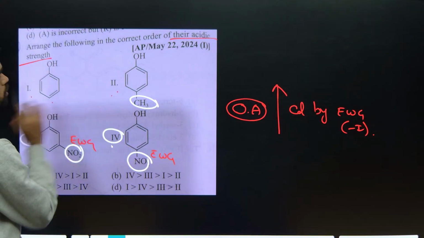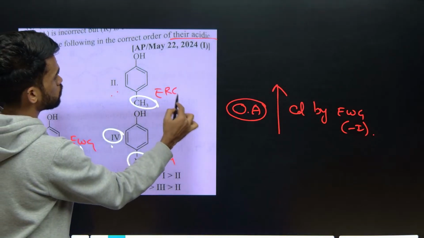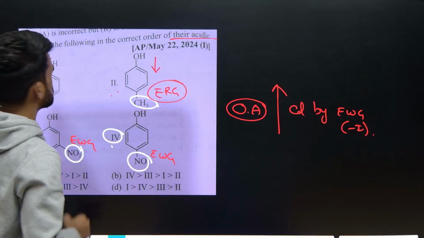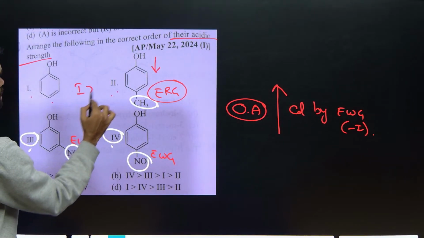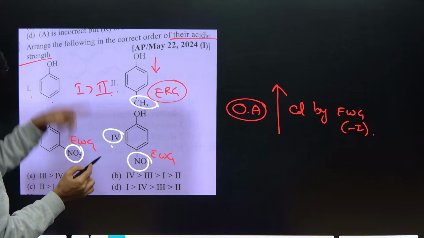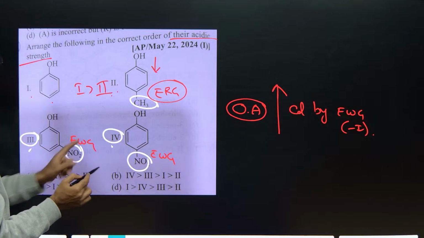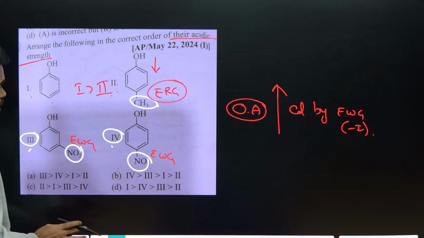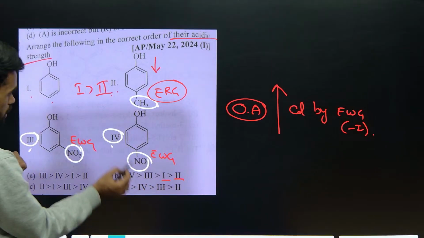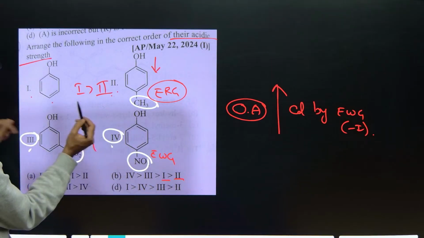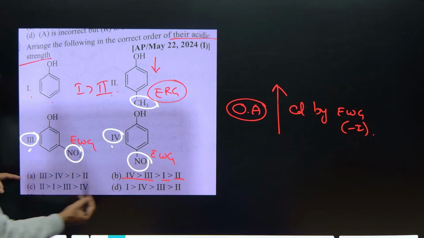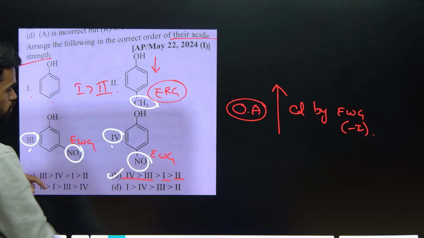Between 1 and 2, here it is an electron releasing group. Due to this electron releasing group, the acidic nature of phenols decreases. So I can say 1 is more acidic than 2, and 3 is more acidic than 1, and 4 is more acidic than 3. So 1 is more acidic than 2, and 2 is the next, 1 is less acidic than 3 and 4. So option 4 will be your answer.